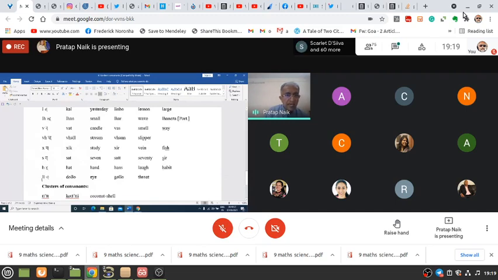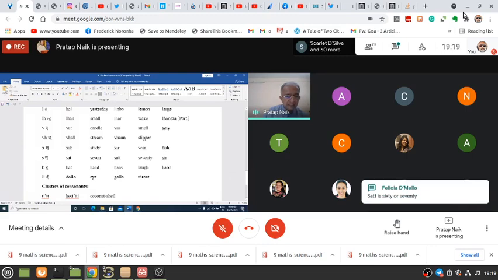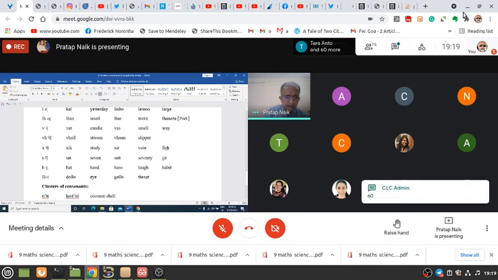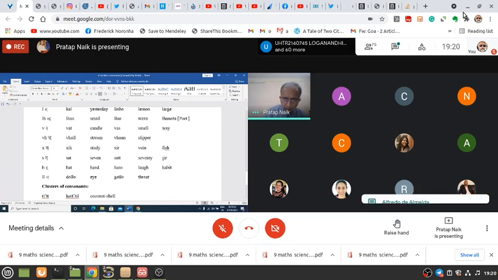Look at this double L, and here it is single L. This is L, and this is L. Dolo, dolo, eye, and galo, galo, throat. There is no English equivalent. And the Catholics in Goa, I don't say all, but the vast majority cannot pronounce this L. They say dolo, dolo. They make a single L. No, dolo and galo. This has to be learnt. This L sound is also a retroflex sound. So L and L.